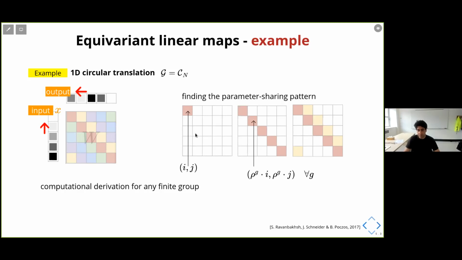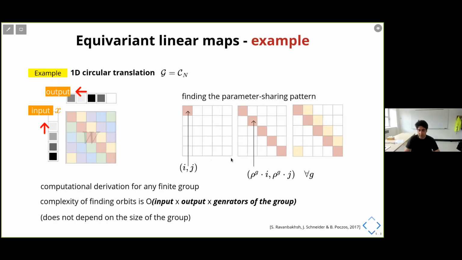This process of finding the orbits in the parameter sharing in this matrix can be done very efficiently in the order of the size of the matrix times the generators of the group. So it does not depend on the size of the group as it is claimed in some recent papers. This can be done very efficiently. So this gives us a computational method to basically find the parameter sharing matrix for finite groups.